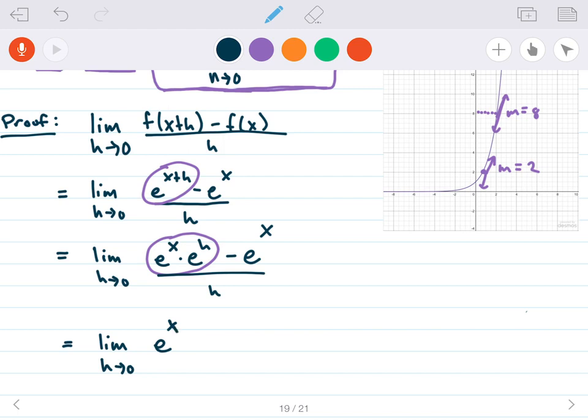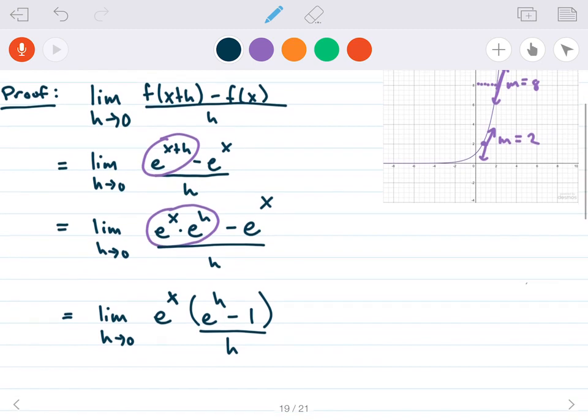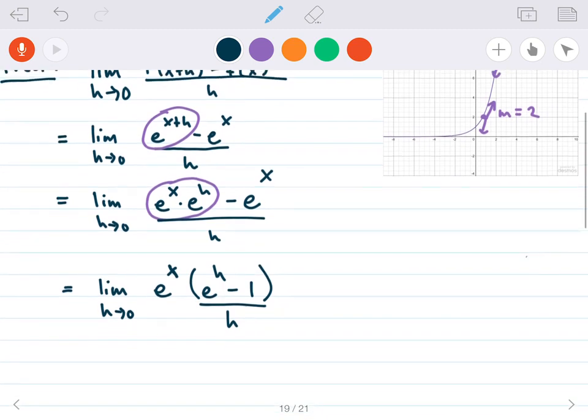So that on top, I'm just left with e to the h minus 1 all over h. And what I'm going to do next is use one of my rules for limits to bring this e to the x in the front. Why can we do this? It's a property of limits. So as h goes to 0, e to the h minus 1 all over h.